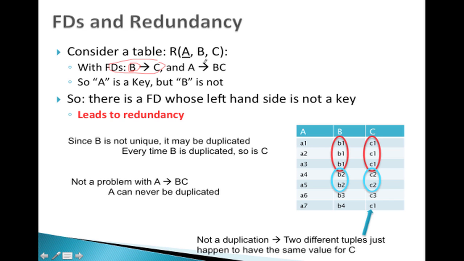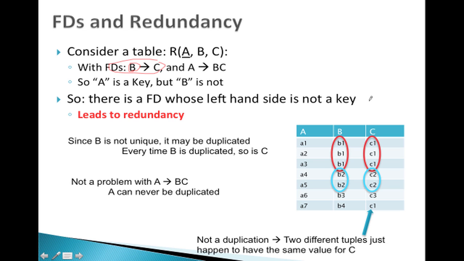Clearly, A implies BC is true trivially because A is not duplicated, but you can see that B implies C is also true. We have three tuples with the same value of B; they all have the same value of C. Same with these two tuples and these two tuples, and B3 and B4 are not duplicated, so they also satisfy the condition. However, because B implies C, what this means is that anytime B is duplicated, C is going to be duplicated. And that's where the redundancy comes from.